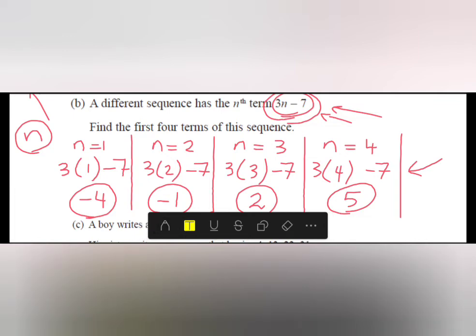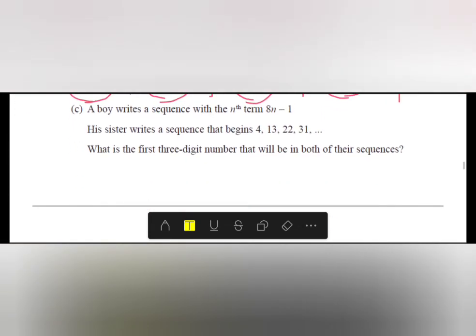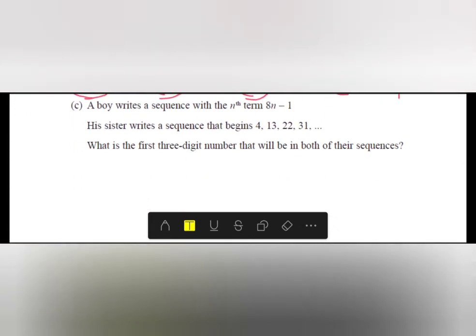Question C. A boy writes a sequence with the nth term 8n minus 1. His sister writes a sequence that begins with 4, 13, 22, and 31. So the boy has an nth term here, and the girl wrote a sequence here. Now the question is, what is the first three-digit number that will be in both of their sequences? We need the first three-digit number in each sequences.